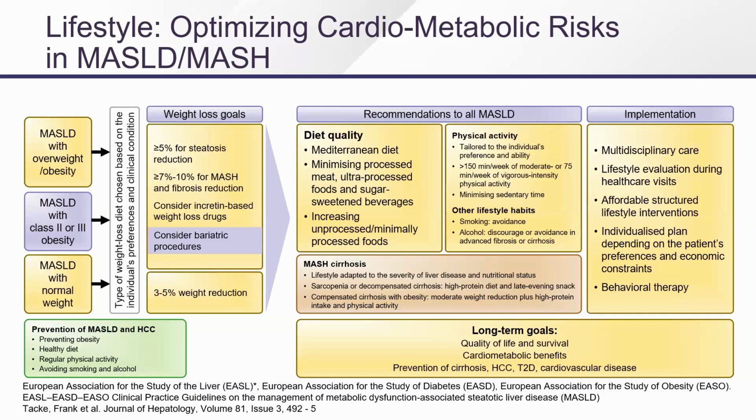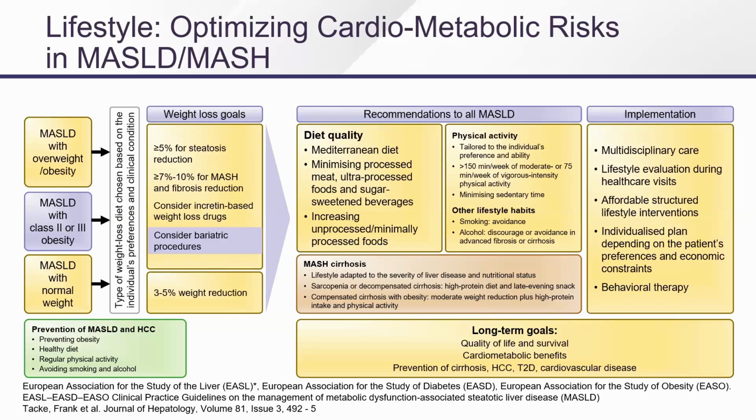This is the European EASL guidelines, or European Association for the Study of the Liver. And again, it's just a different format of emphasizing what we've talked about on the previous slide. So certainly the best thing to do is prevention of MASLD, prevention of obesity, healthy diet, regular physical activity, and avoidance of smoking and alcohol.